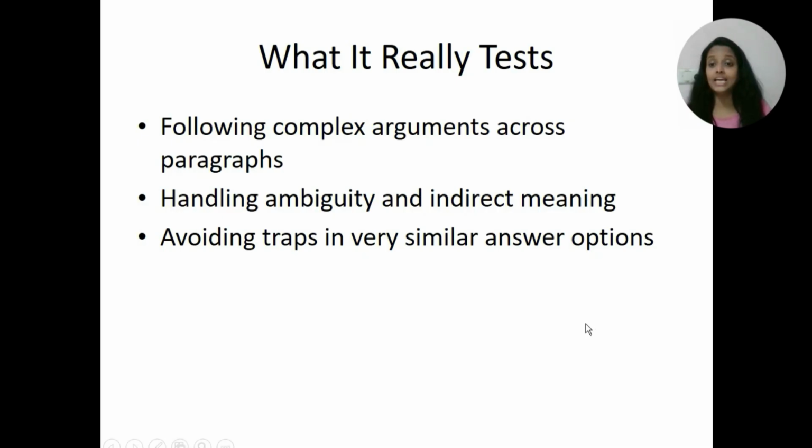And what this actually tests, OET reading part C is testing three deep skills. The first one, can you follow complex arguments or not? Not just sentences, but how ideas connect across paragraphs. Can you handle ambiguity? Sometimes there is no direct answers. You have to infer the answers. So it tests your ambiguity.